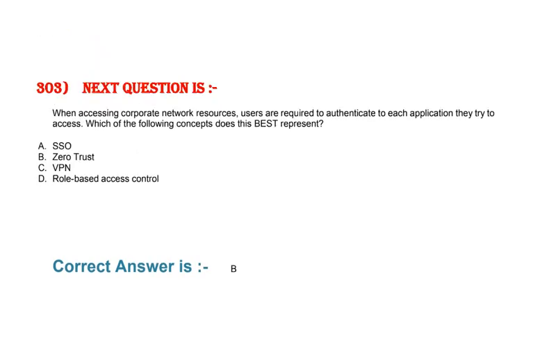Question is, when accessing corporate network resources, users are required to authenticate to each application they try to access. Which of the following concepts does this best represent? Option A, SSO. Option B, zero trust. Option C, VPN. Option D, role-based access control. Correct answer is option B.